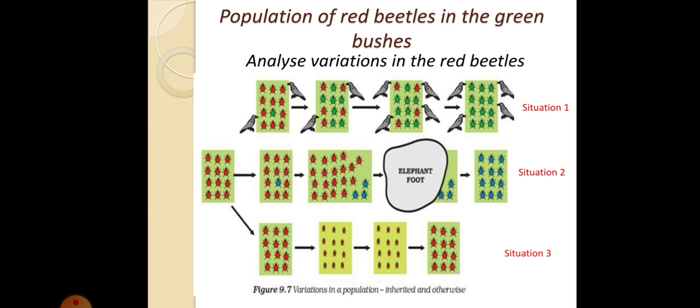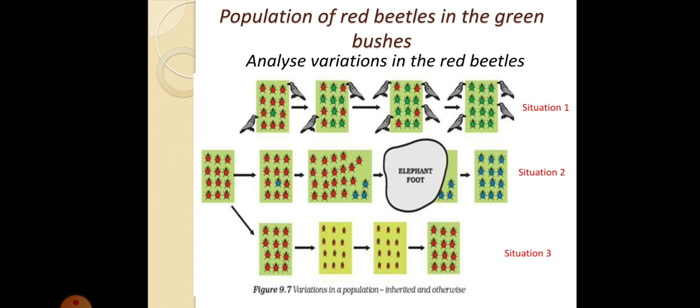In the second situation, you can see there is a variation from red color beetle to blue color beetle. Now this blue color beetle does not provide any survival advantage to these beetles, as seen in case of situation 1. In situation 1, the green color beetles provided a survival advantage, but in situation 2, the blue color beetle is not providing any survival advantage.